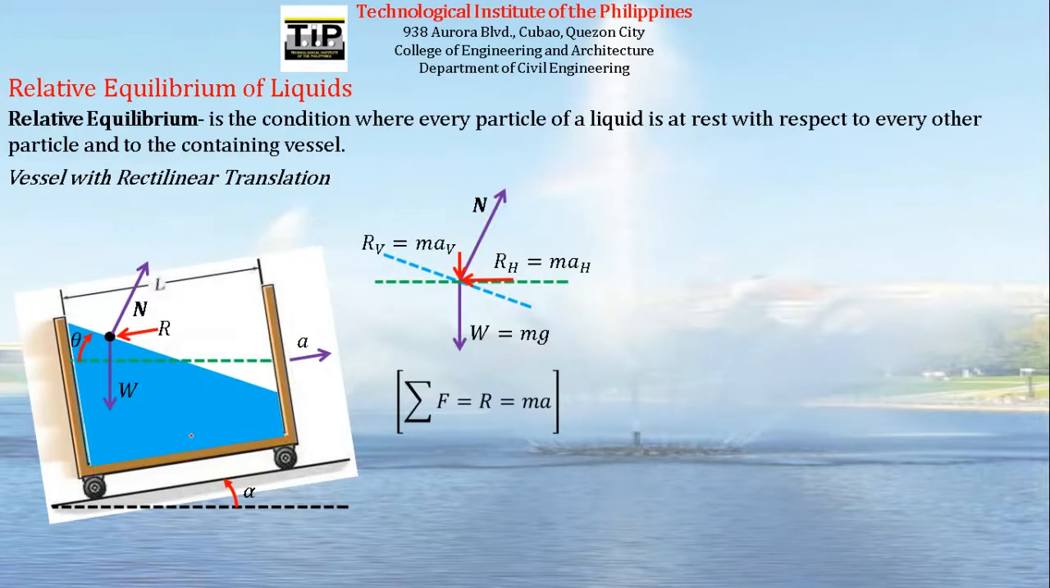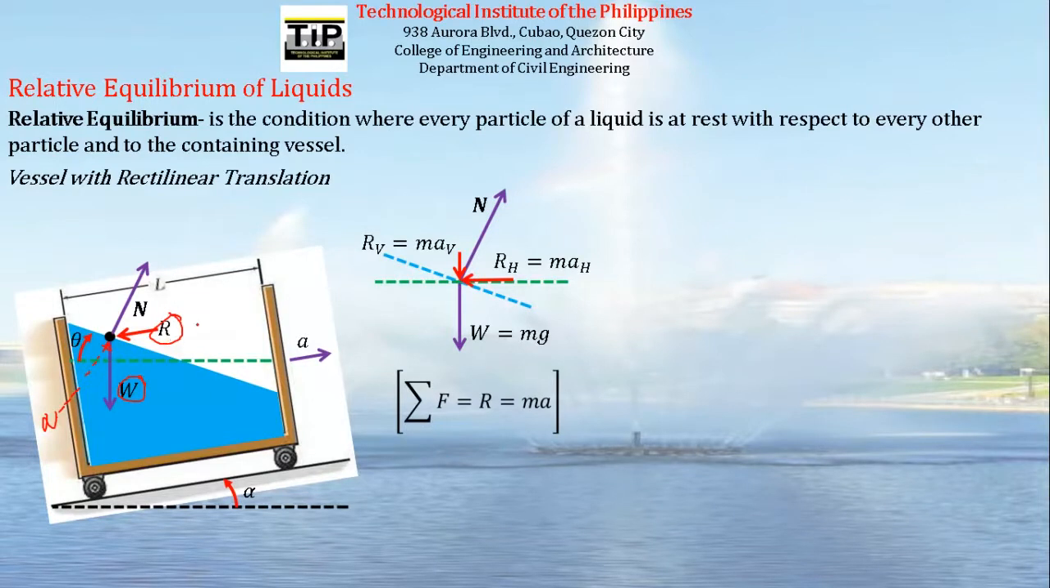Okay. So we have 3 forces involved in this case. We have the normal force, which is initially in this position. This is the normal force, and then in-extend lang, kaya napunta siya dito. And then we have the self-weight of the liquid. And then we have the R.